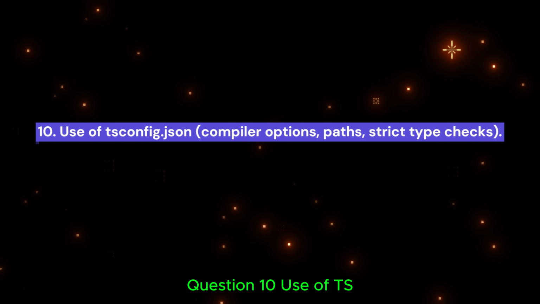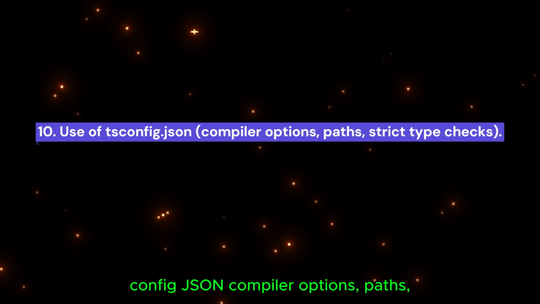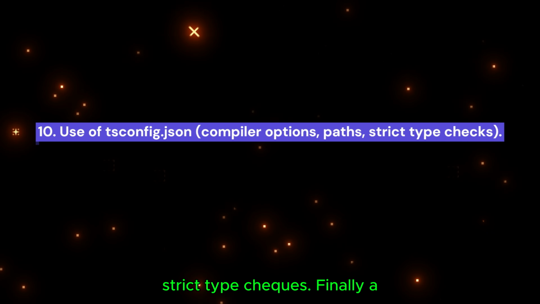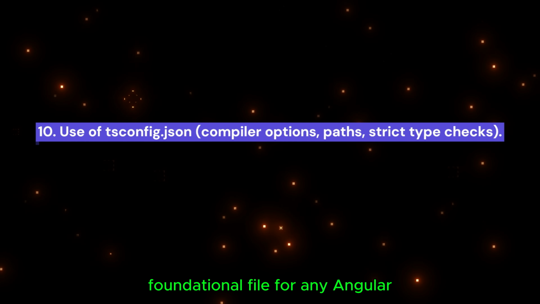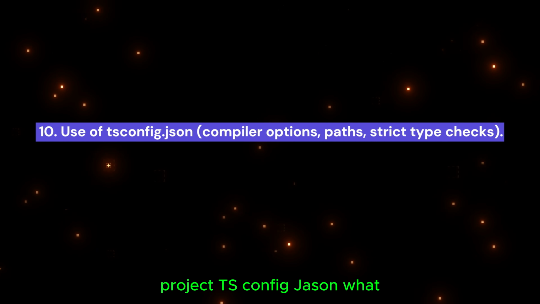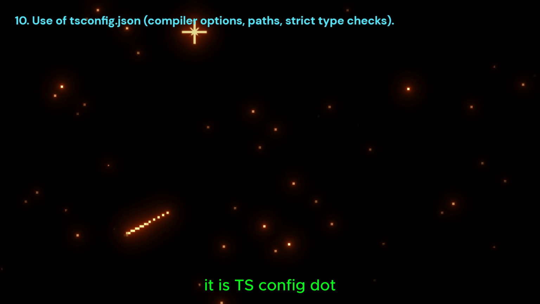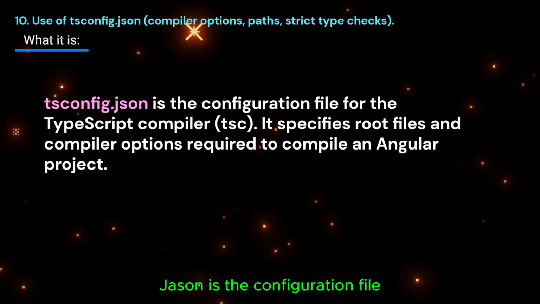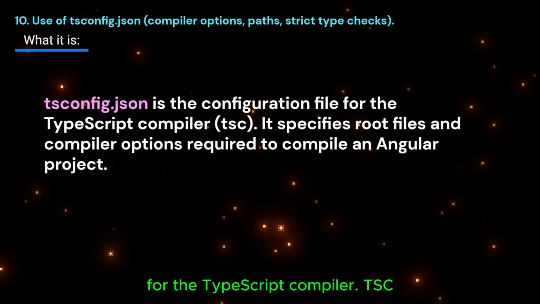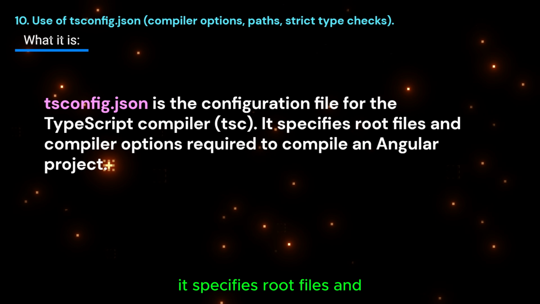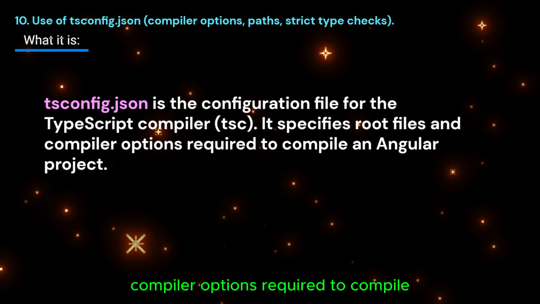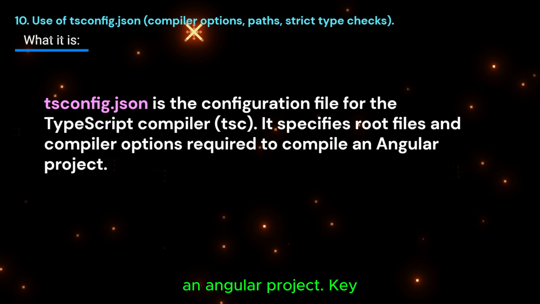Question 10. Use of tsconfig.json: compiler options, paths, strict type checks. Finally, a foundational file for any Angular project, tsconfig.json. What it is: tsconfig.json is the configuration file for the TypeScript compiler, TSC. It specifies root files and compiler options required to compile an Angular project.